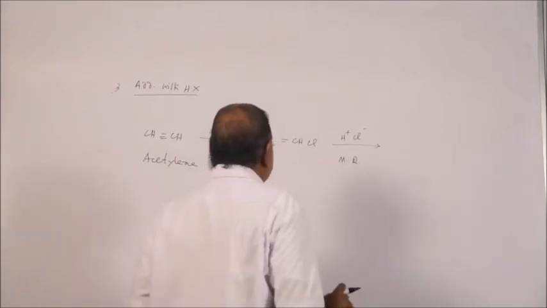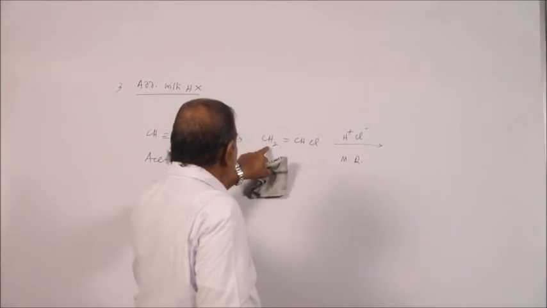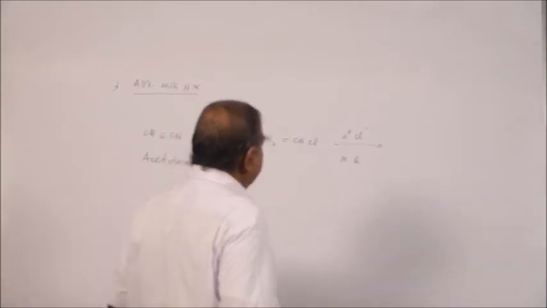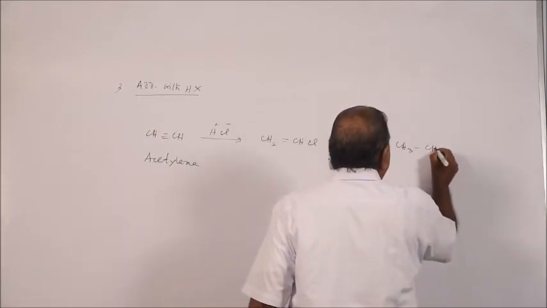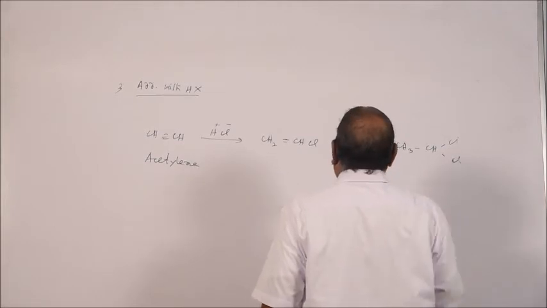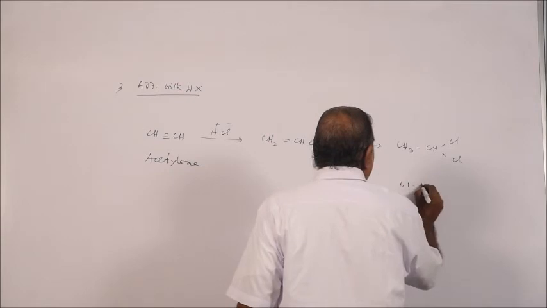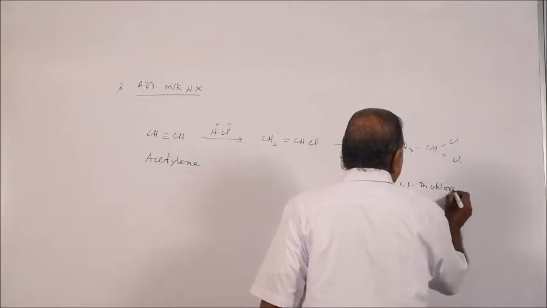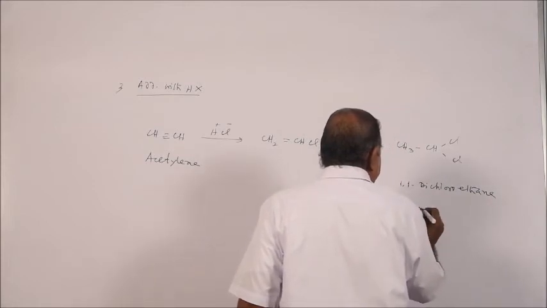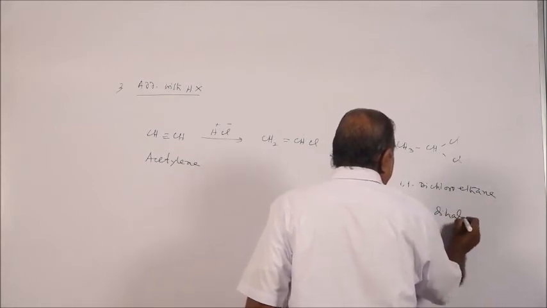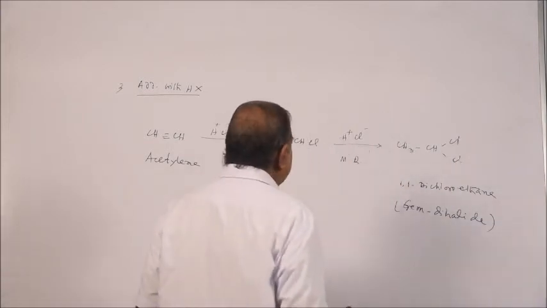Here you can see the molecule becomes unsymmetrical, the 2 carbon atoms having the double bond, one containing 2 hydrogens, another 1 hydrogen. So, the negative part will attach to the carbon having 1 hydrogen atom. This is 1,1 dichloroethane, which is a gem dihalide. Gem dihalide, already I have told you, has 2 halogen atoms attached to the same carbon atom.